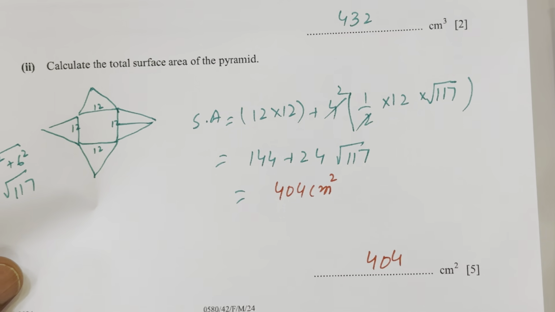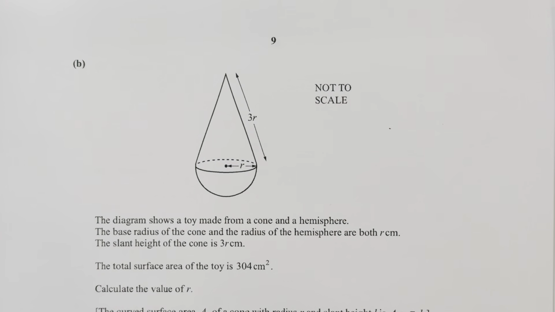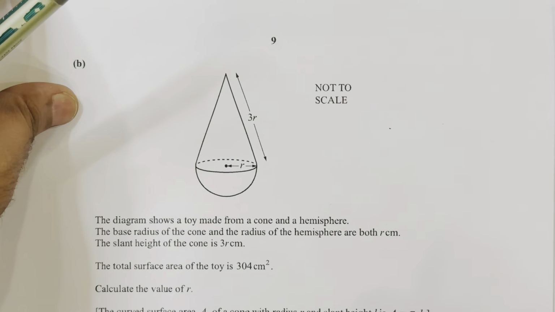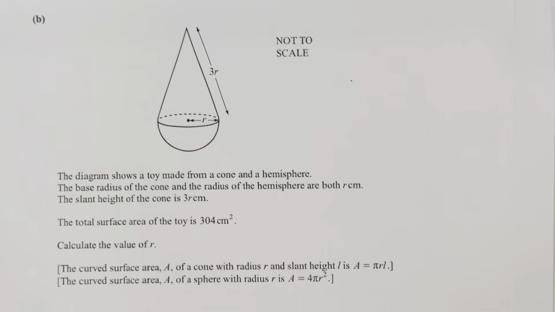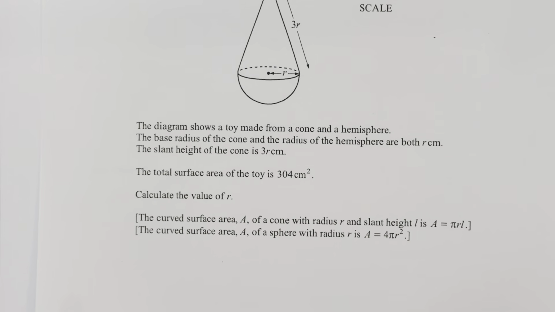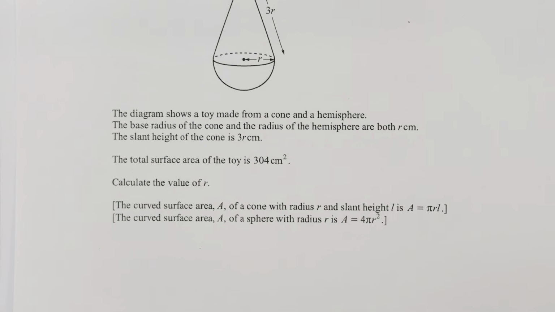So this is how we have calculated the surface area. Moving to its B part. B part is that the diagram shows a toy made from a cone and a hemisphere. The base radius of the cone and the radius of the hemisphere are both r centimeter. The slant height of the cone is 3r. The total surface area of the toy is 304 centimeter square. And calculate the value of r.